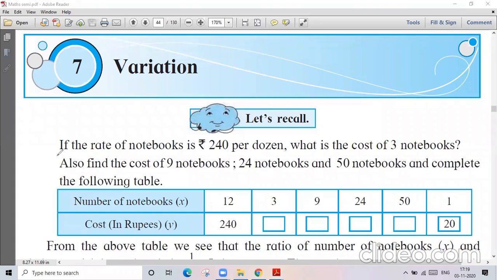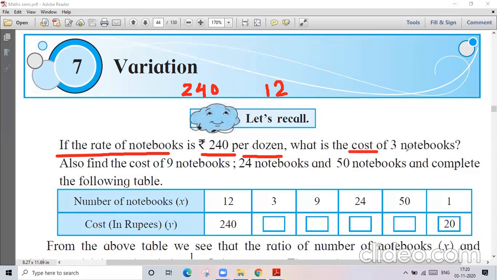Now, if the rate of notebook is rupees 240 per dozen, right? Dozen म्हणजे किती? 12, right? So 12 notebook जर तुम्ही घेतल्या, अगर आपने 12 notebook लिया तो आपको 240 रुपीज देना पड़ेगा. How many? 240 रुपीज. समजलं? डझन म्हणजे 12, लक्षात घ्या.